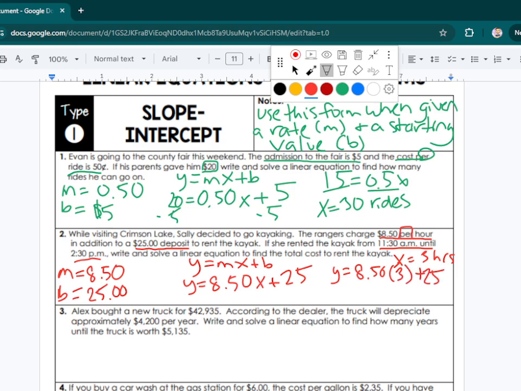So we should get y equals 8.50 times 3 plus 25. So we're replacing x with 3, and then we will just simplify that equation, and we get y equals 50.50. So 8.5 times 3 plus 25 gets 50.50. And again, y is talking about dollars. No word problem is complete without its units.